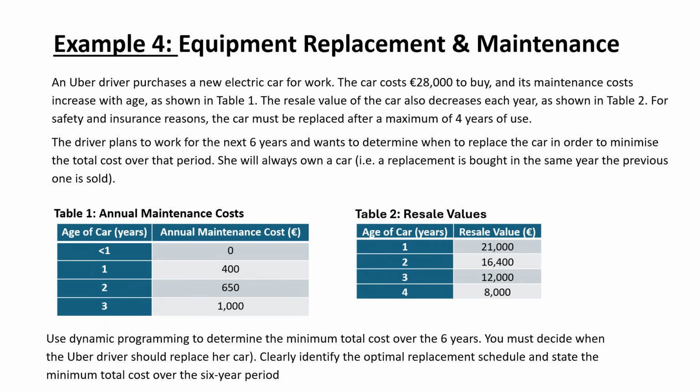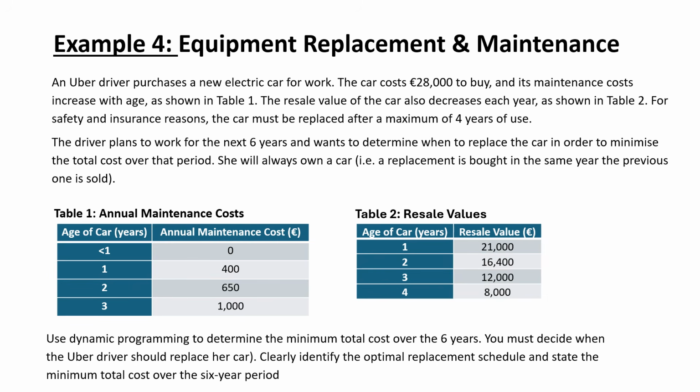So here are 2 tables. Table 1 is the annual maintenance costs. If the age of the car is under 1, it costs nothing. If it's 1 year old, it's 400. 2 years, it's 650. 3 years, it's 1,000. So the resale value of a car that's 1 is 21,000. If it's 2, 16,400. If it's 3, 12,000. And if it's 4, it is 8,000.